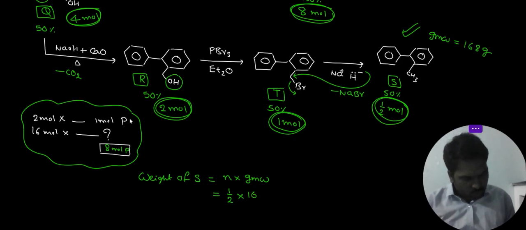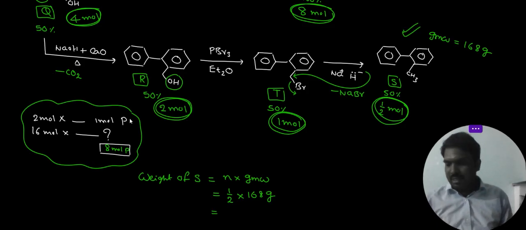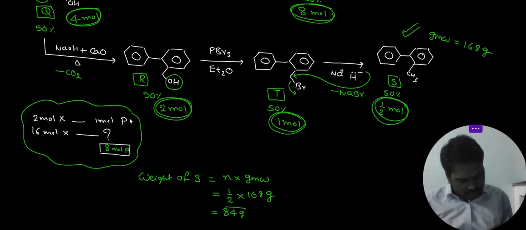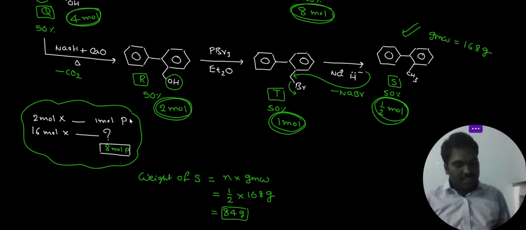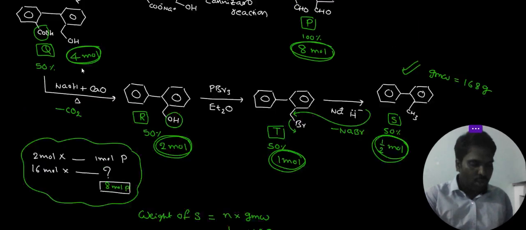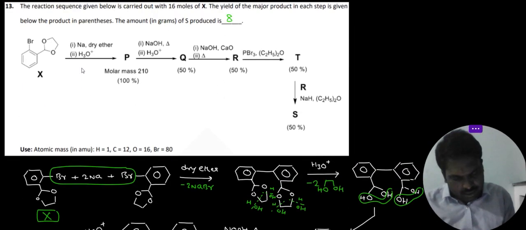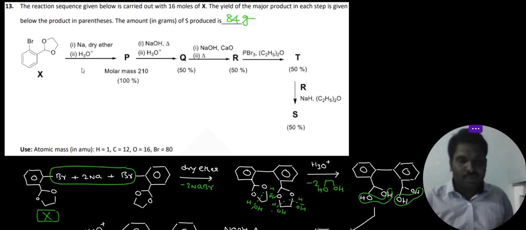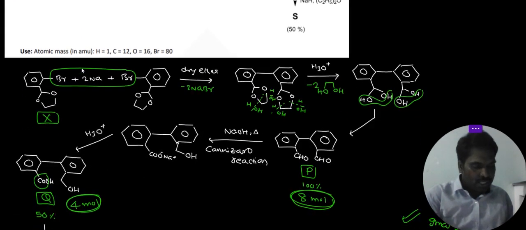So now 168 grams. Then here answer is 84 grams of S formed. How much amount of S formed? 84 grams. So now what is the answer? Answer is 84 grams. So this is the procedure.